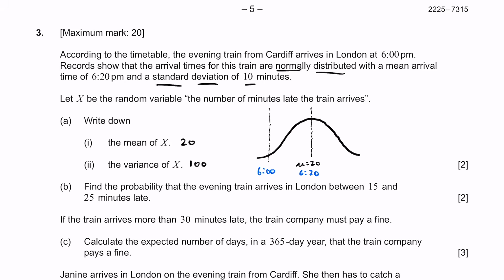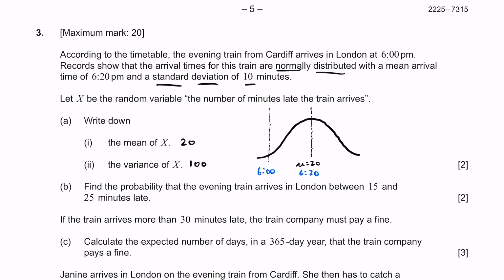Getting back to part B, they ask us to find the probability that the evening train arrives in London between 15 and 25 minutes late. If it arrives at 6, it's on time. Anything after this, it's late. So what are the bounds? What is that shaded area? Remember, our standard normal curve represents all possible situations. The area under the curve is equal to 1. So essentially we're asking what fraction of this total set is between 15 and 25 minutes.